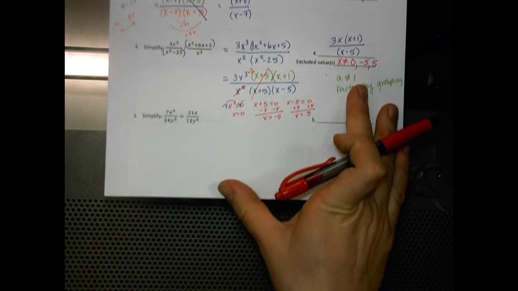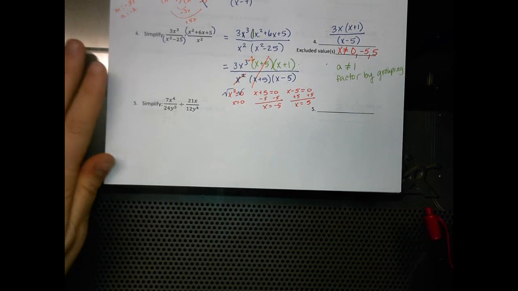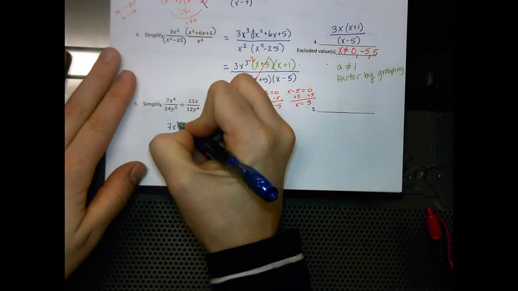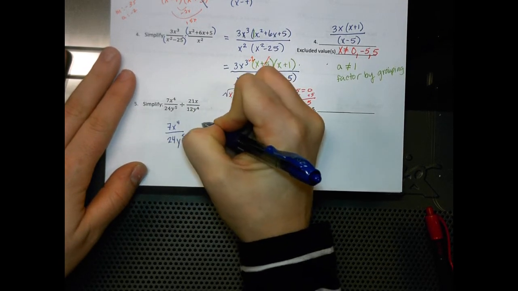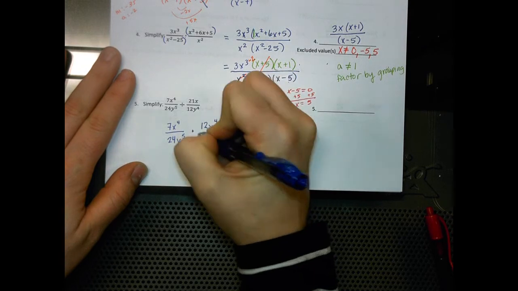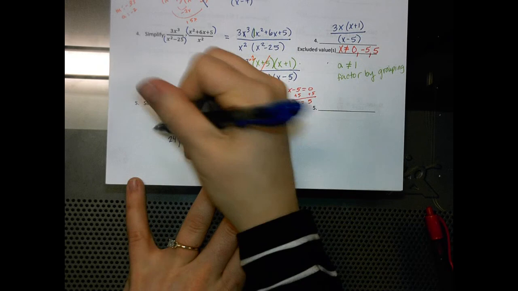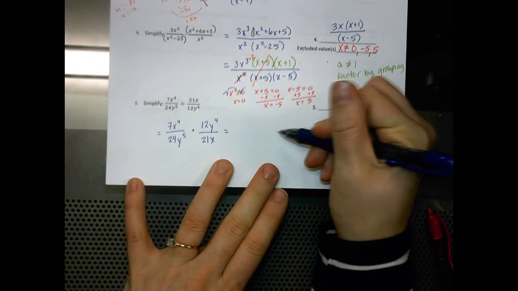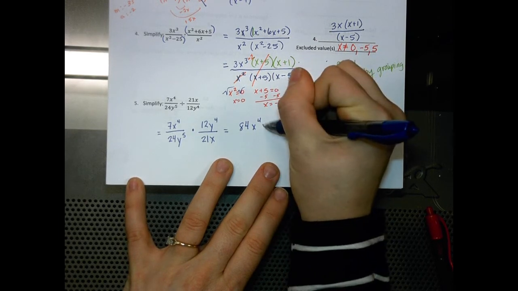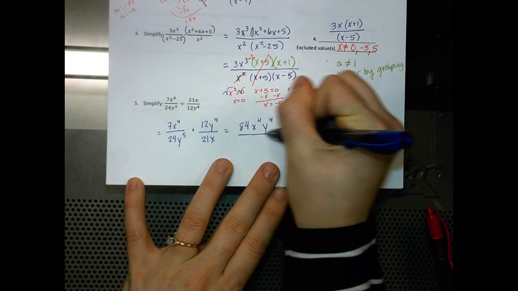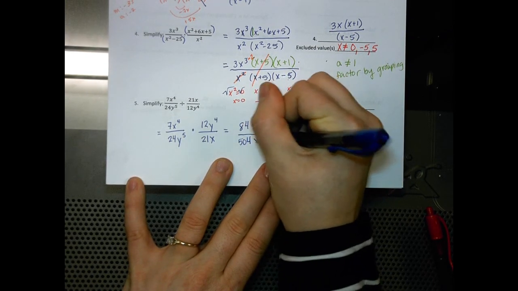All right. Number 5. Division. What should I do? Good. Keep the first fraction and then multiply by the reciprocal of your second fraction. Okay, multiplying straight across gives us 84x to the 4th, y to the 4th, over 504 x, y to the 5th.